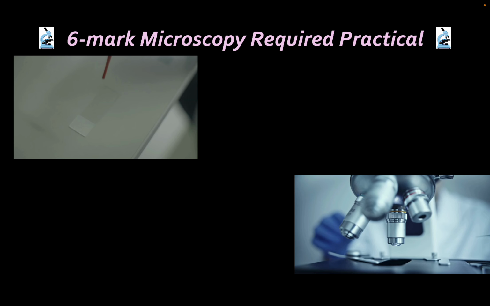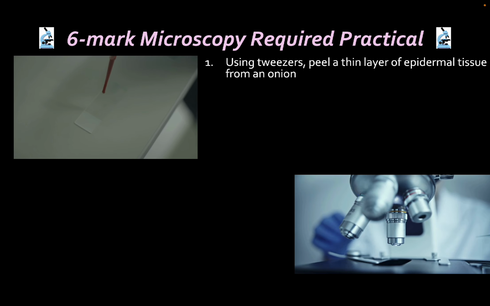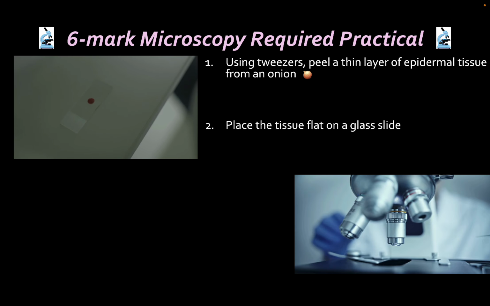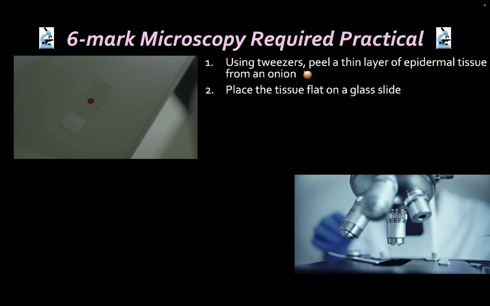Let's have a look at this 6-mark microscopy required practical. This is for when they ask you about the method. So let's begin. Step 1. Using tweezers, peel a thin layer of epidermal tissue from an onion. This is so that light can pass through. Step 2. Place the tissue flat on a glass slide, ensuring there are no folds or overlaps.